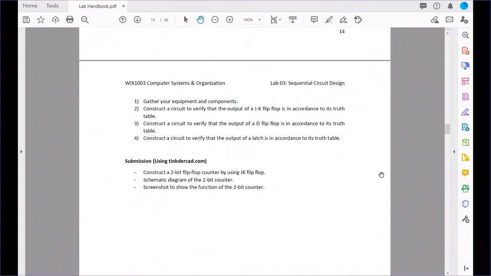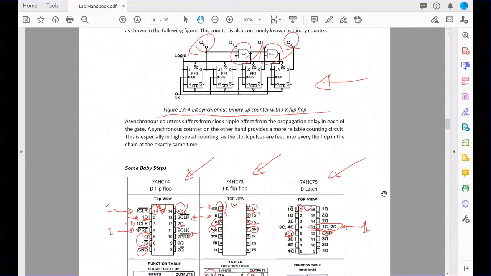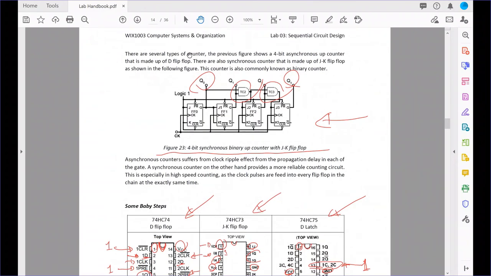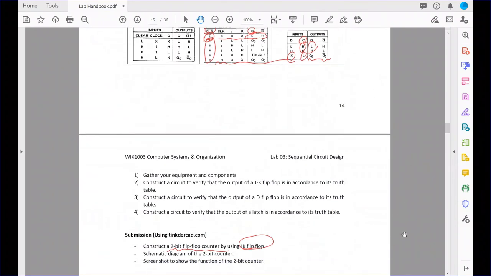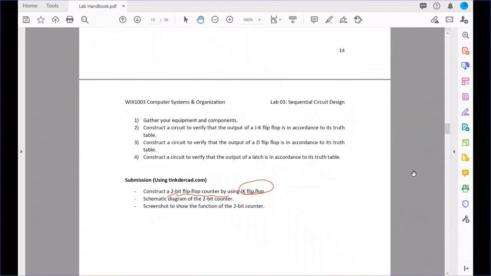You need to construct a 2-bit flip-flop counter using the JK flip-flops. I think the JK flip-flop in the previous pictures also shows you how to build the 2-bit synchronous up counter. This is the figure, but this is 4 bits. What they need is 2 bits only, so you need to think how you reduce the JK flip-flops to build 2 bits. Then submit the diagram made using Tinkercad. Then you need a screenshot to show the 2-bit counter is functioning. They start to count from 00 up to 11.